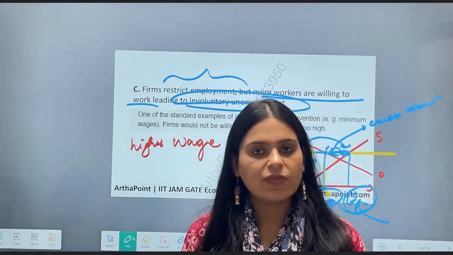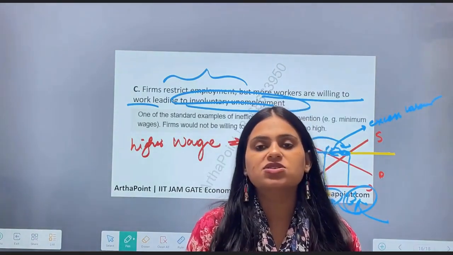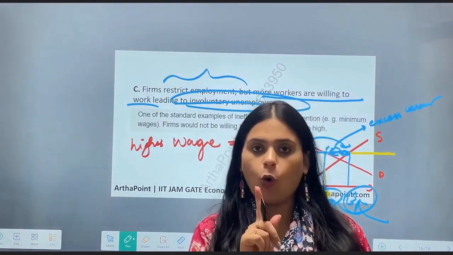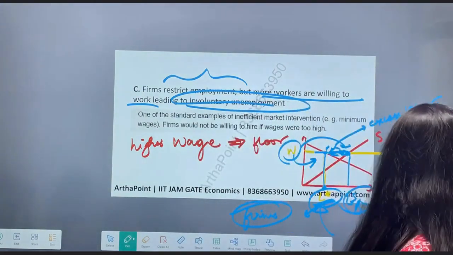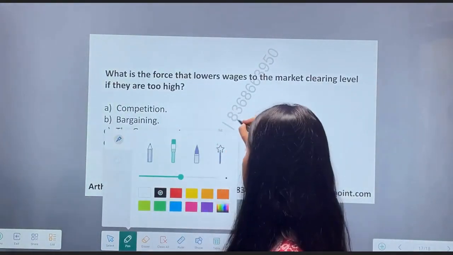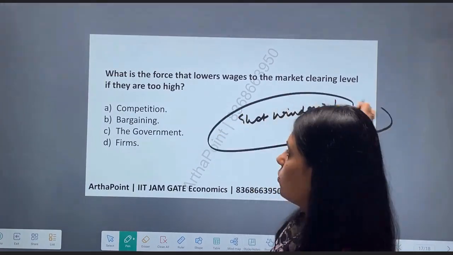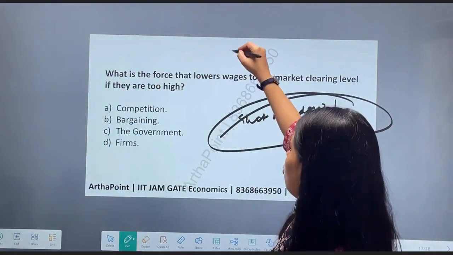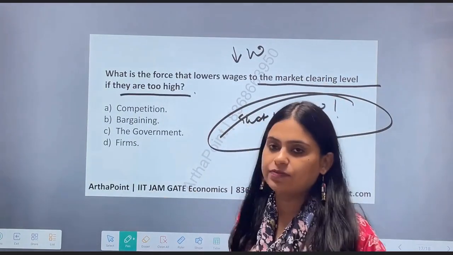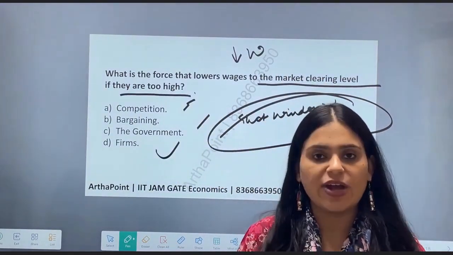Is it clear? Okay. So beta, these are the questions I wanted to discuss today. These questions were from long run policies. I am giving you one homework question. Try to do that and come in the next class. So this is your homework question for the day. Try to answer it in the chat window. Read it out. What is the force that lowers wage to the market clearing level if they are too high? Competition, bargaining, government or firms? Answer it in the chat window.